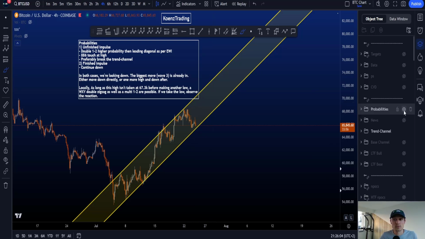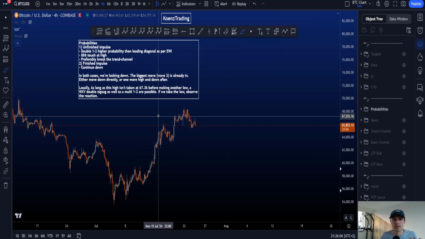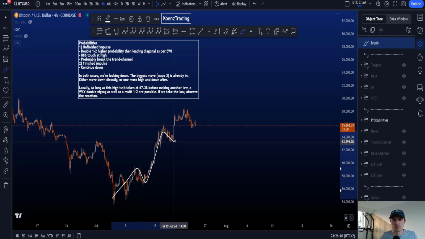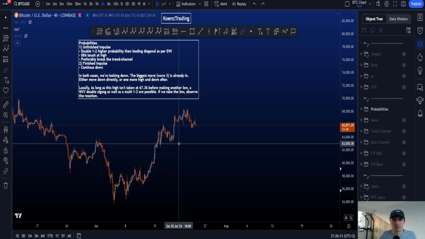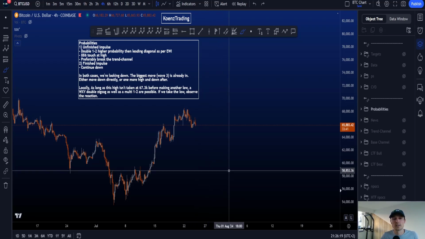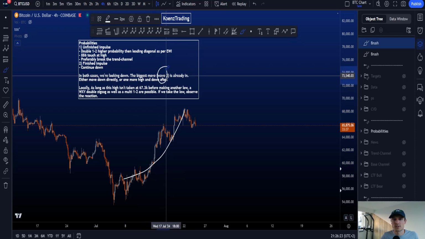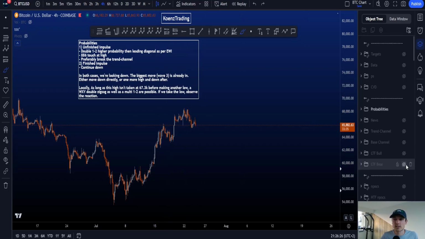And then on a close second, we have the finished impulsive structure where we have a leading diagonal 1, 2, 3, 4, and then our wave 5 to the upside. Now what is important is the context. In both of these scenarios we are looking for price to move towards the downside. The biggest move up, your wave 3, is already finished in both of these counts.